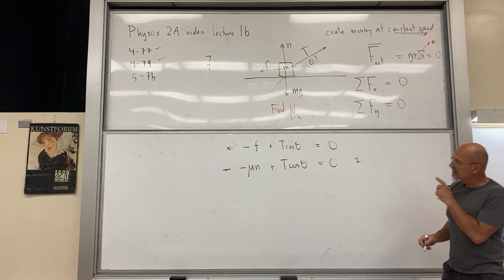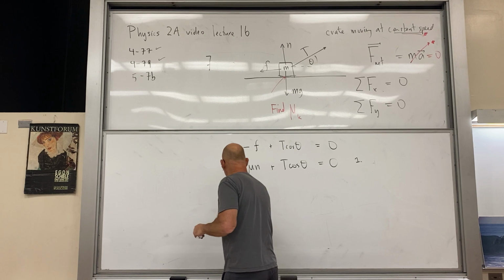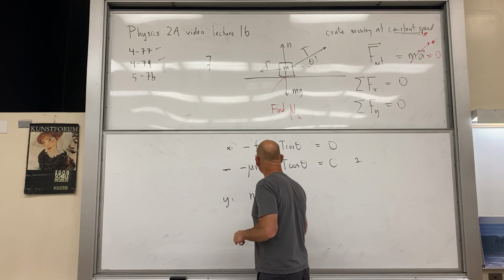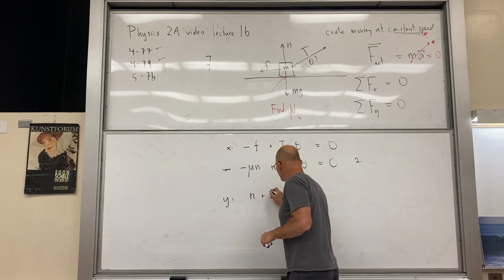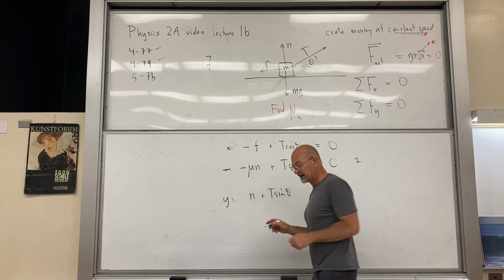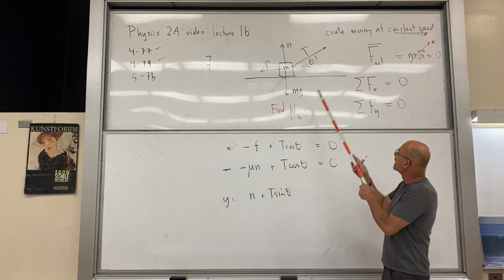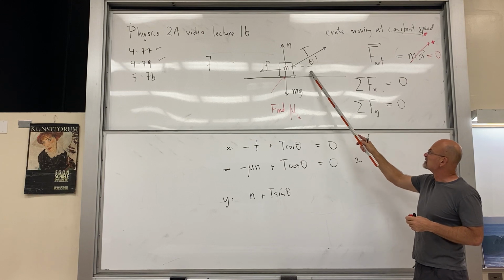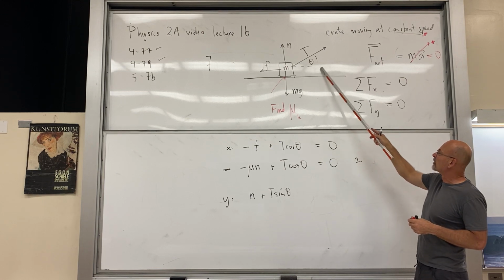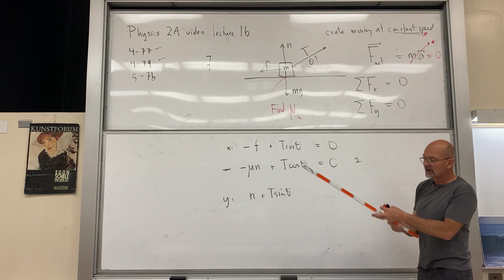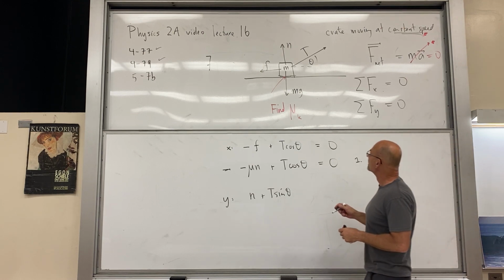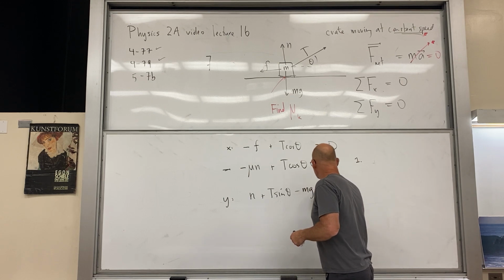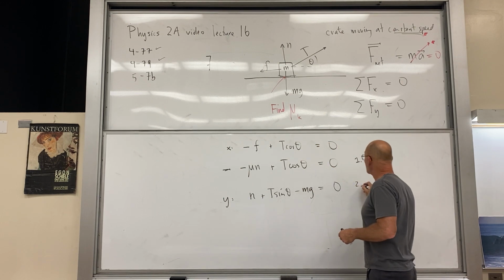Now the y equation is a little trickier, okay? Because in the y direction we have N pointing up, plus we have T sine theta. Okay? There's a y component to this tension. At this point you should be good at teasing out or figuring out what the x and y components are, but I'm going to get to that. So T sine theta is pulling up, minus mg pulling down, there we go, equals 0. So that's our second equation.